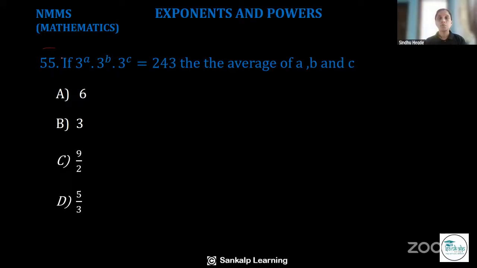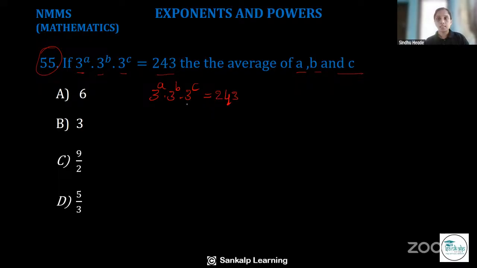Let us see question number 55 of the chapter Exponents and Powers. If 3 raised to a into 3 raised to b into 3 raised to c is equal to 243, the average value of a, b and c is: option A 6, option B 3, option C 9 by 2, option D 5 by 3. So here the given expression is 3 raised to a into 3 raised to b into 3 raised to c is equal to 243.